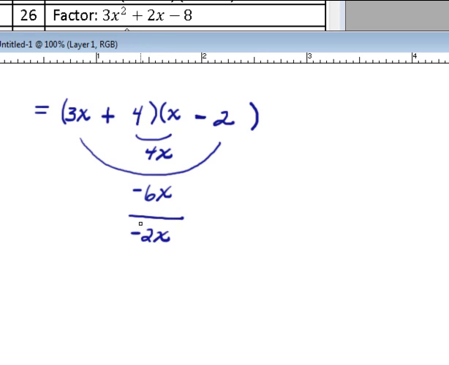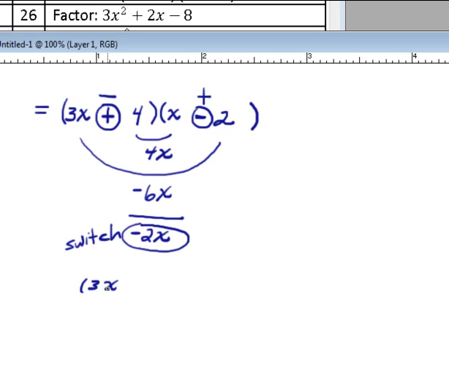Now that is the opposite of the middle term, the opposite sign. So we have to switch the signs. So we'll do that, making this minus and this plus. So our factorization is 3x minus 4, x plus 2.